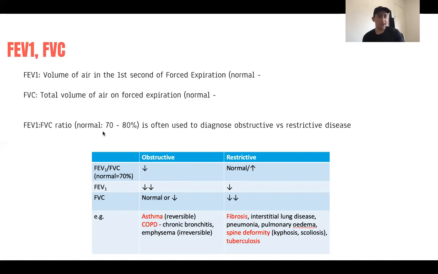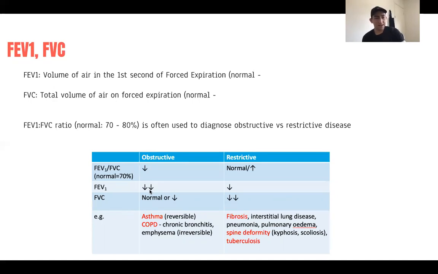Normally it's about 70 to 80, but it changes. In obstructive, it goes down. In restrictive, it's either normal or might go up. So our first step is to look at the FEV1 to FVC ratio. If it's reduced, it's obstructive. If it's normal, well, it might be restrictive, it might be normal, you don't really know. That's when you look at the next step.